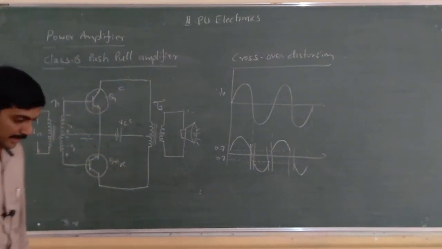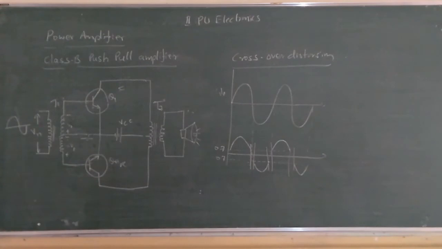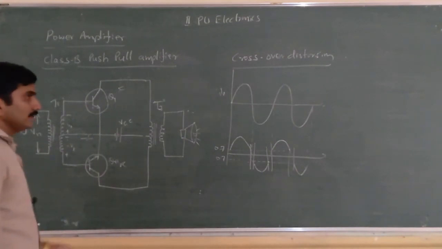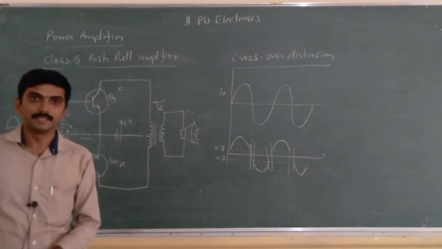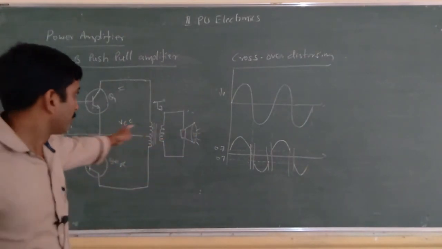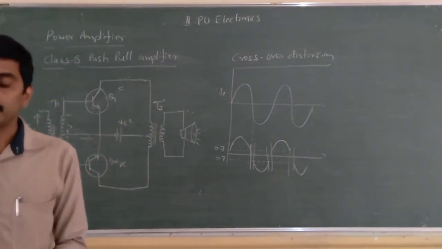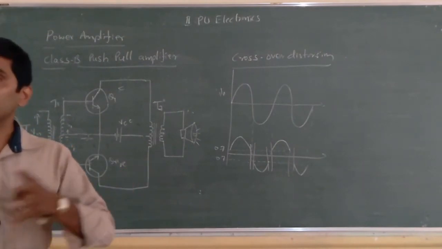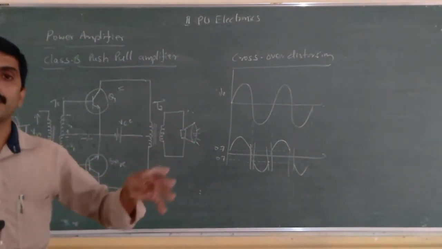Next, the next topic is removed from your syllabus, so I won't discuss it in this class. That is the class C tuned power amplifier. Next, the comparison of class A, class B and class C power amplifiers. See, as usual, I already discussed class A before taking this class B amplifier. How do you compare the types of power amplifier?